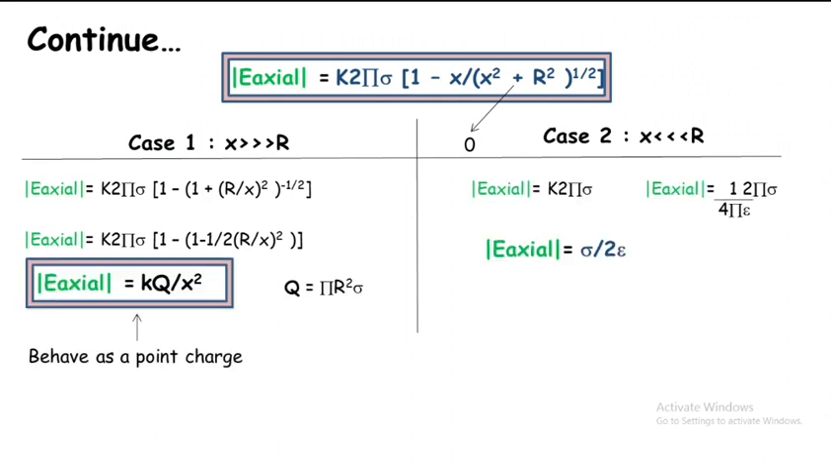Now in this case, this term tends to 0, so we can write E_x is equal to k 2 pi sigma. Putting the value of k, which is equal to 1 by 4 pi epsilon naught, E_x is equal to sigma by 2 epsilon naught. This formula is very important. A number of questions have been asked on this formula.